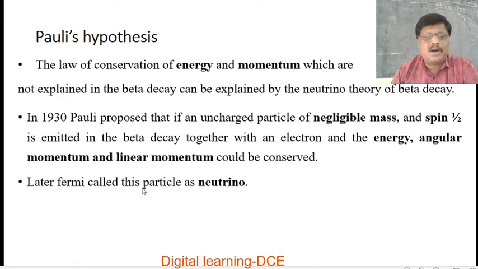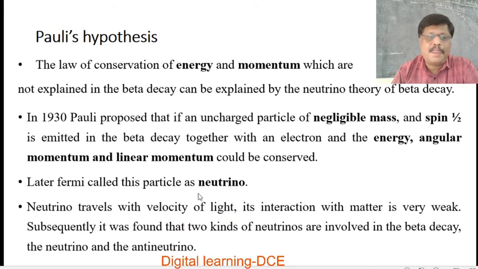Later, Fermi called this particle neutrino. The new third particle which is emitted along with the beta particle is called neutrino, and Fermi called this third particle neutrino. Neutrino travels with the velocity of light. Its interaction with matter is very weak.